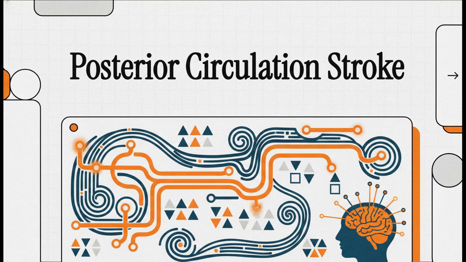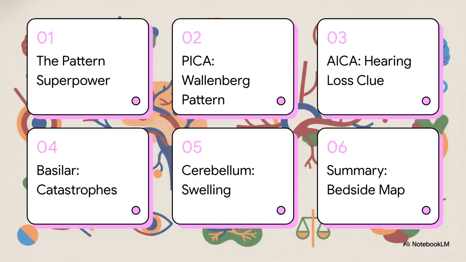Welcome back to our explainer on posterior circulation stroke. Today, we're diving into what I think is a clinician's real superpower, pattern recognition. So here's the game plan. We're going to take a systematic tour right up the brainstem. We'll map each major artery to the exact clinical picture it creates when there's a problem. By the time we're done, you'll have this map pretty much burned into your brain.